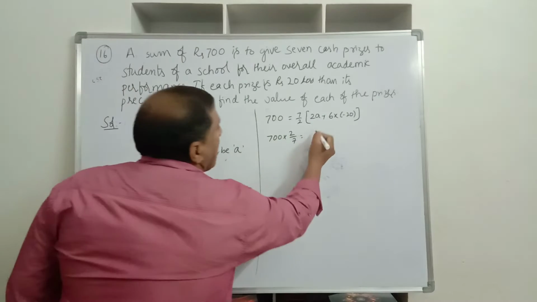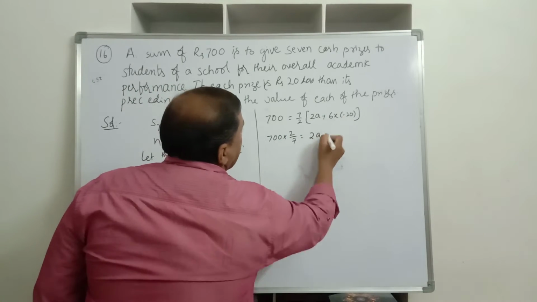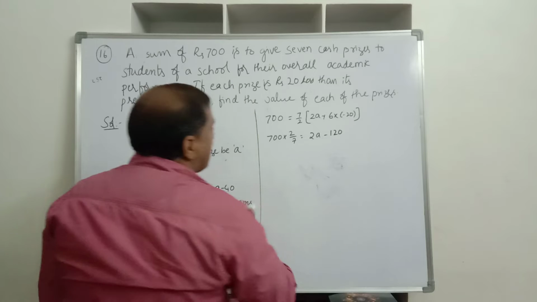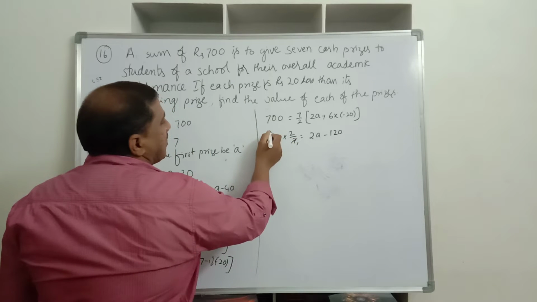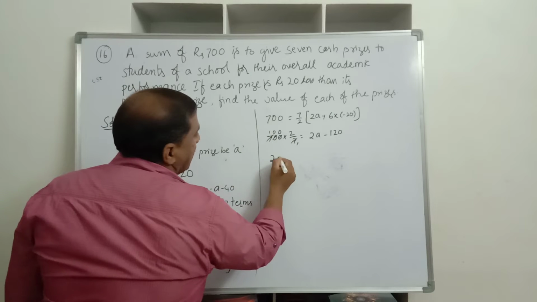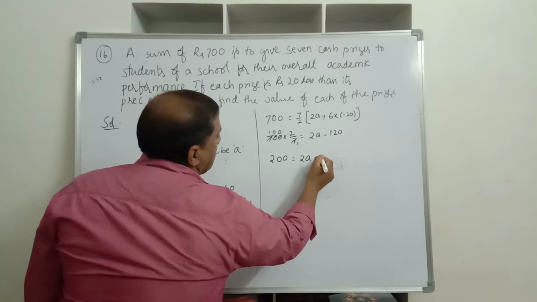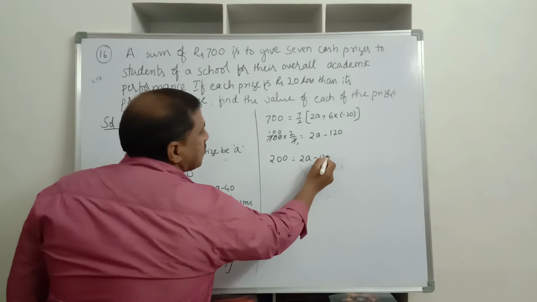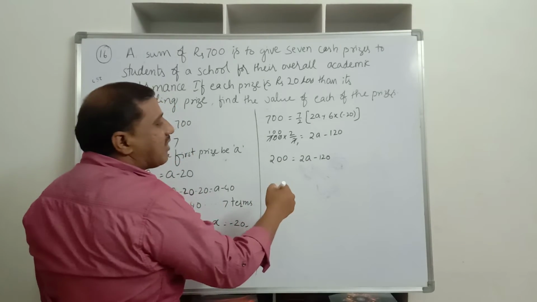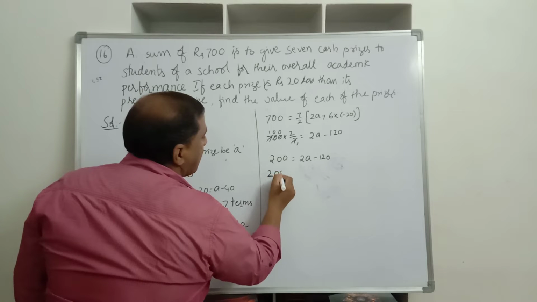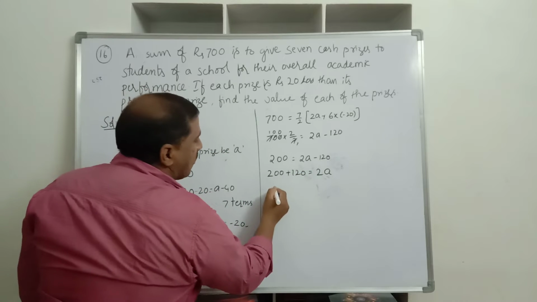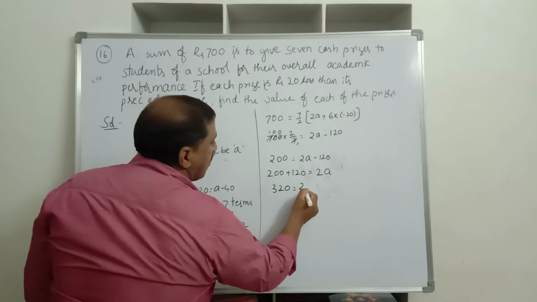Now we have 2a plus 6 into minus 20. Six twos are 120. Now 7 ones are 7, 7 zeros are 0, 100 into 2 is 200. That is equal to 2a minus 120. Now transpose minus 120 to the left-hand side, LHS, it becomes plus 120. That is 200 plus 120, which is equal to 2a. 200 plus 120 is 320, which is equal to 2a.